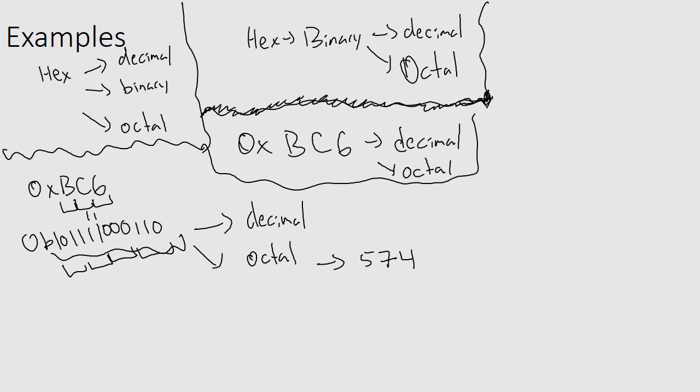My apologies, it actually doesn't divide nicely. Let me see. Let's start from the rightmost. So 1 1 0 is 6. 0 0 0 is 0. 1 1 1 is 7. And 1 0 1 is 5. So it seems like it divides nicely. And so our octal representation of our hexadecimal is 5706 in octal.